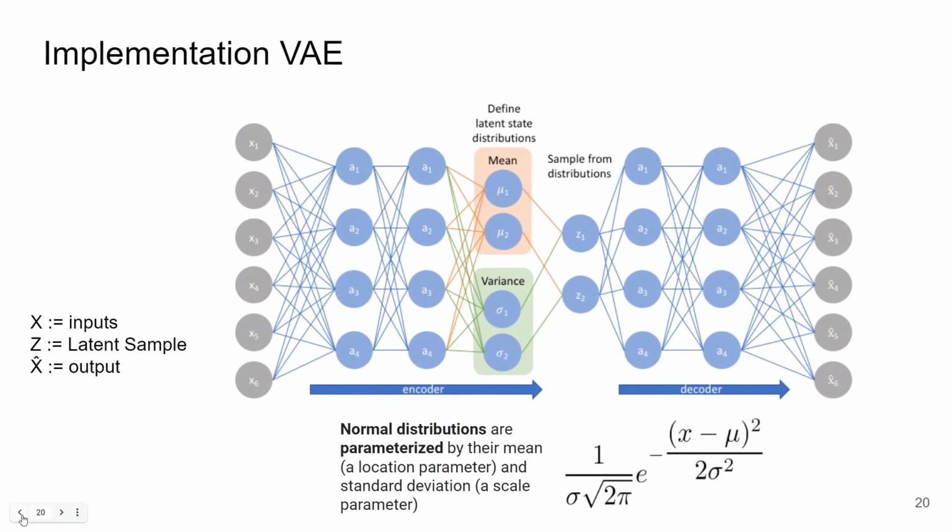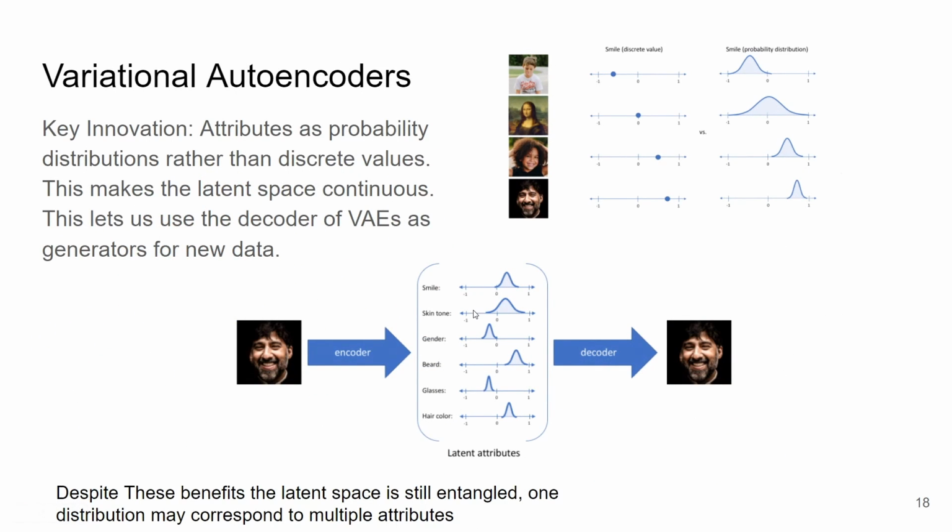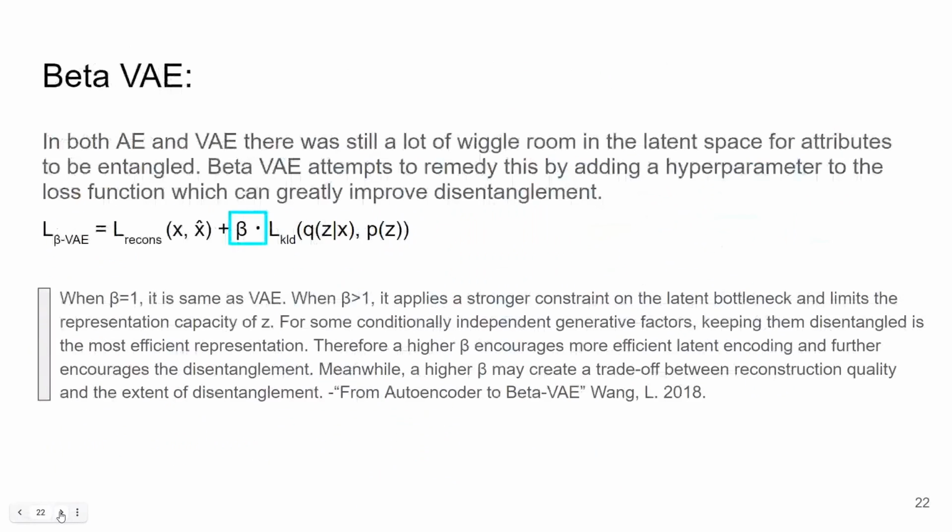The best representation of something is always going to be something that humans can understand. The best way to represent this face is always going to be with a smile, skin tone, gender, beard, glasses, hair color, right? So it's always going to be something that humans can understand. And when we make beta bigger and make this KLD term more important, it's forcing the model to try as hard as it possibly can to get those human understandable dimensions, right? Therefore, higher beta encourages more efficient latent encoding and further encourages disentanglement.